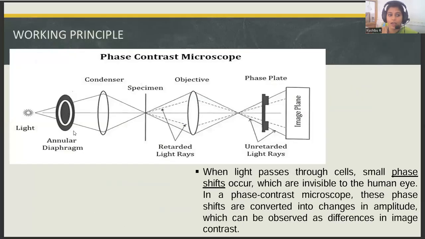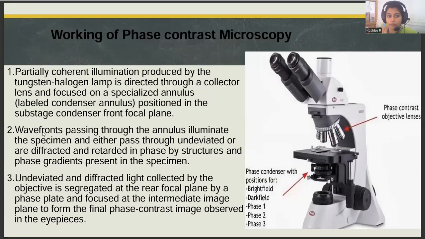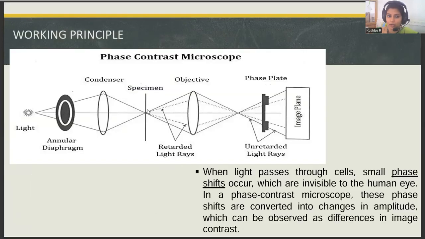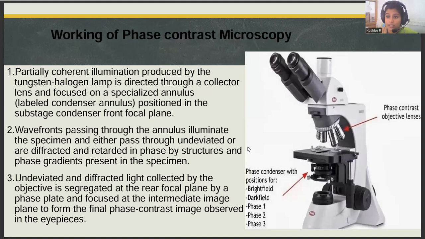This is what we were discussing, where the tungsten halogen lamp produces the light that hits the diaphragm, and then it is given to the condenser. Then the wave front passing through the annulus illuminates the specimen, which means now the light hits the specimen. It either passes through undeviated, or is diffracted or retarded in phase by the structures and the phase gradient present in the specimen. So two types of light are produced after hitting the specimen: retarded light rays or unretarded light rays.